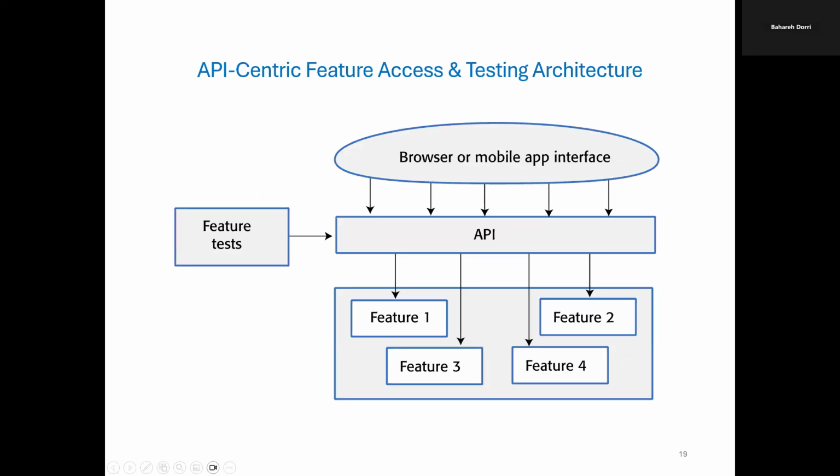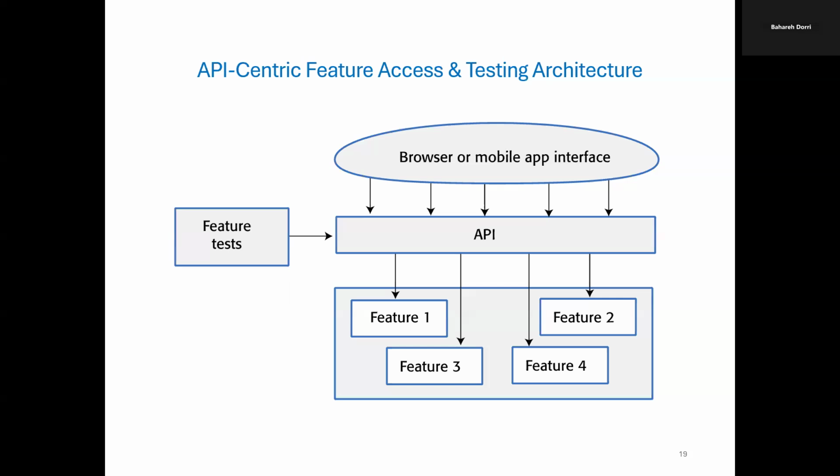So let's break this down. Imagine you're using a mobile app or website. That's the top layer here. When you click something or submit a form, you're really just sending a request to an API in the background. Now, what's powerful about this setup is that the API sits right in the middle. It acts like a translator between the interface you see and the core features that do all the heavy lifting.